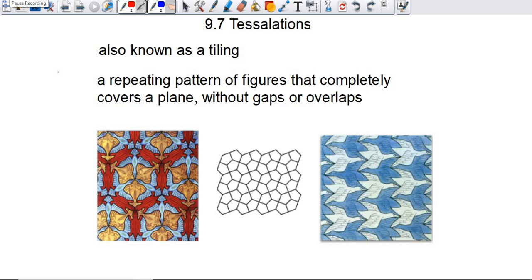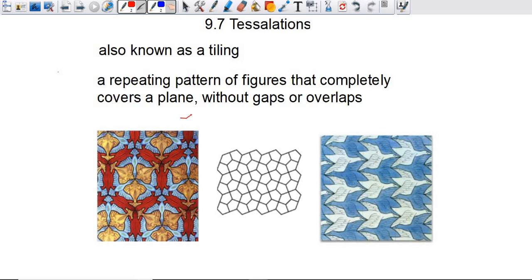All right, section 9.7 talks about tessellations. It's also known as tiling. So you'll see this on the floor, on the ceiling, anywhere where you see tiles as well. What it is, it's a repeating pattern of figures that completely covers a plane without gaps or overlaps.